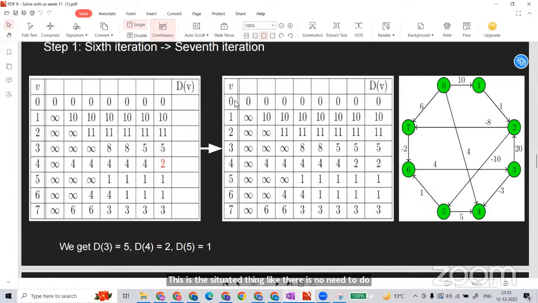So the distance of vertex 3 from 0 is 5. The distance of the vertex 4 from 0 is 2 here. So the last column is actually showing you the distance from 0.